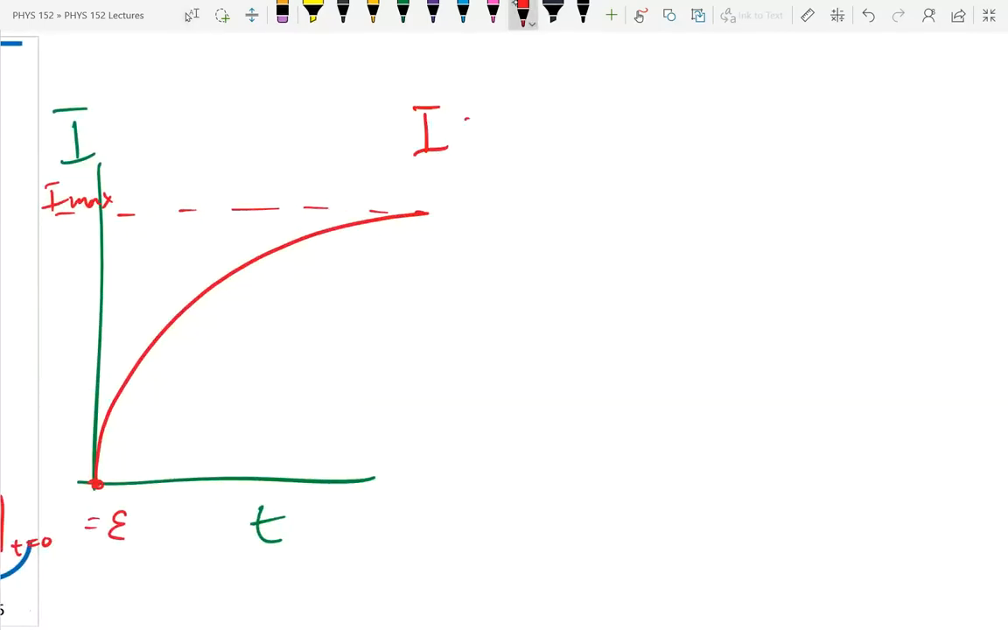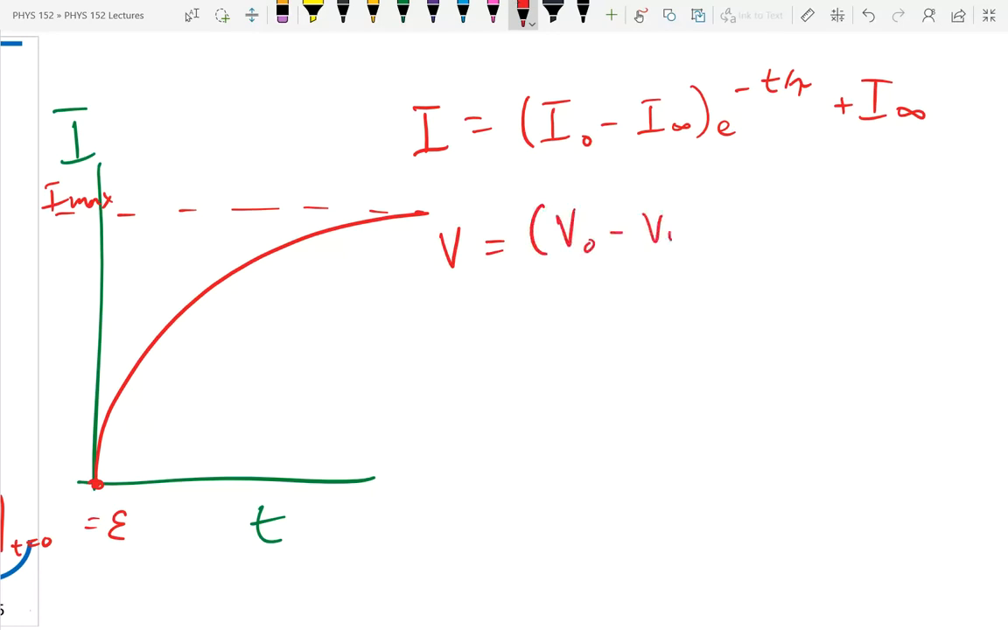We have the current is equal to this. If time equals 0, e to the minus t over tau is 1. And it'd be I_0 minus I_infinity plus I_infinity. And the voltage, we have exactly the same set of equations for the voltage across the inductor and the current through the inductor as a function of time.